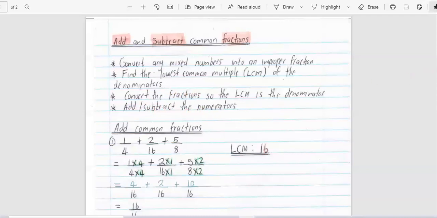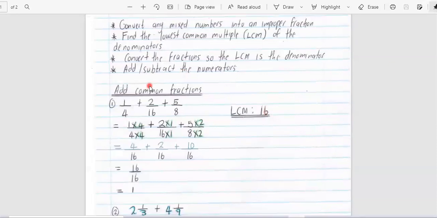So for our first task, we're only going to be focusing on adding common fractions before we go to subtracting common fractions. In our first example, we don't have any mixed number present, so there's no need for us to convert any mixed numbers because all the fractions in our question are in fraction form rather than mixed number form. So we have 1 over 4 plus 2 over 16 plus 5 over 8. Now, we need to find the LCM for the fractions.